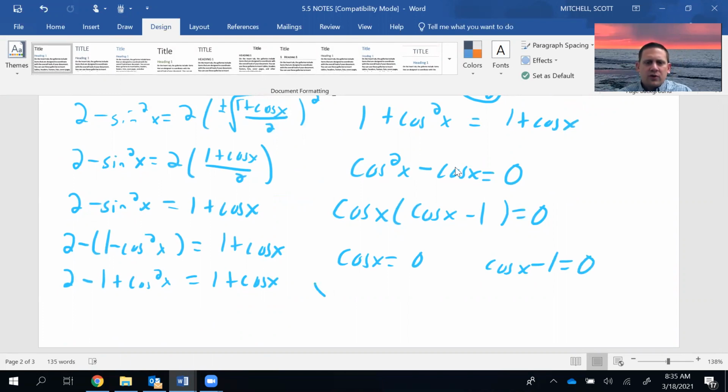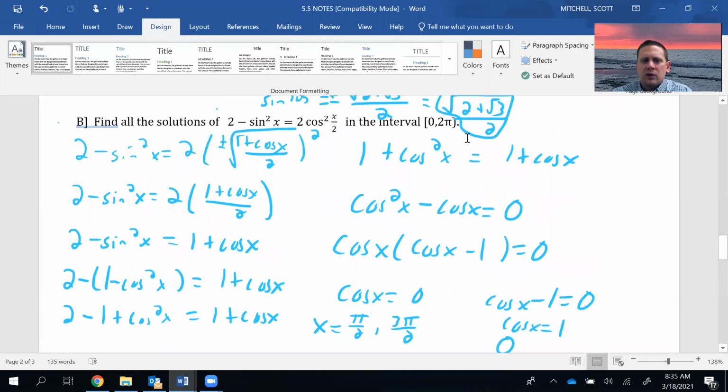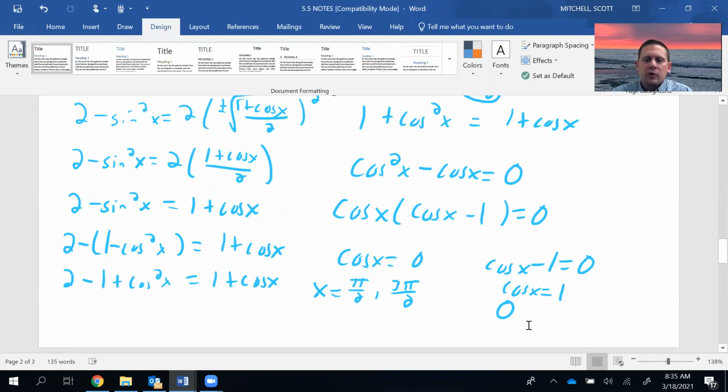And now I'm going to set each piece equal to 0 here. And so where does the cosine equal 0? At pi over 2 and 3 pi over 2. And I'm not worried about pi n's here, or 2 pi n or anything like that. And then the cosine of x equals 1. Where does the cosine equal 1? At 0 and then 2 pi. But if I look at my directions, I'm only going to 2 pi, but not including 2 pi. So I don't put 2 pi here. So my answers are these 3. I got 0, I got pi over 2, and then I got 3 pi over 2.